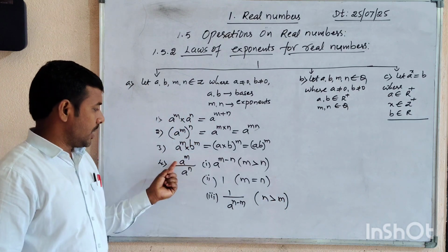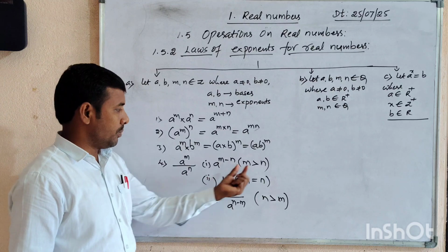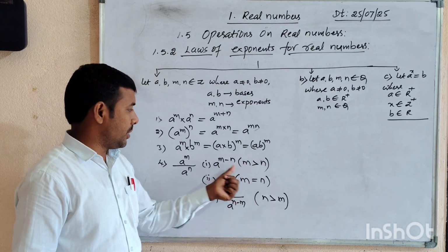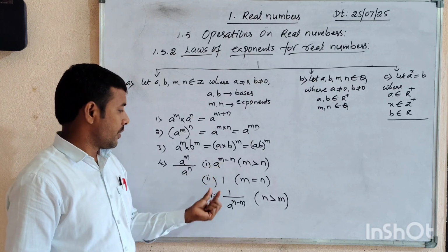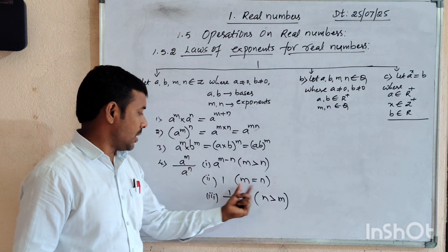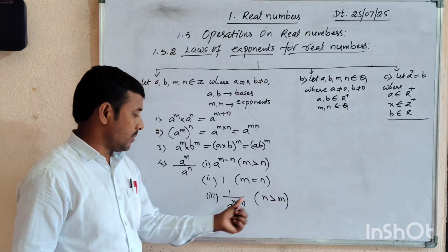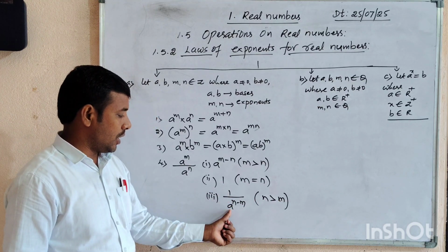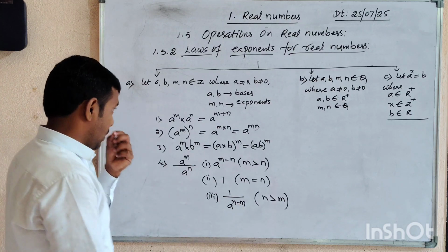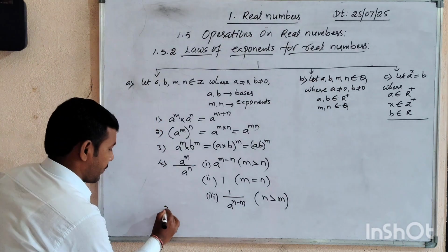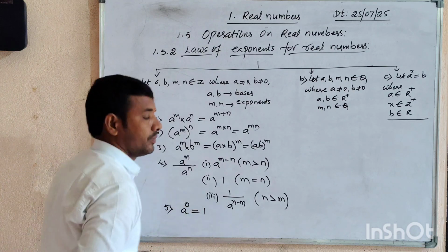So once again, a to the power of m by a to the power of n is equal to, it has three formulas based on the conditions. When m is bigger than n, the formula is a to the power of m minus n. Now when m is equal to n, automatically you will get the result 1. When n is greater than m, the formula is 1 by a to the power of n minus m. This is what? Fourth one. Now fifth one I want to say, a to the power of 0 is 1.